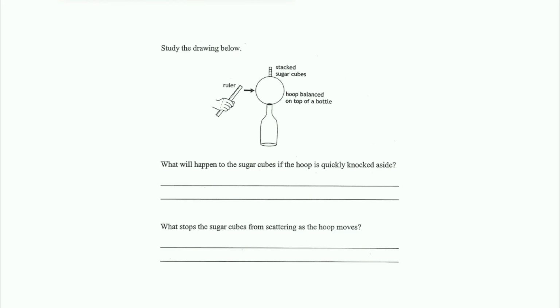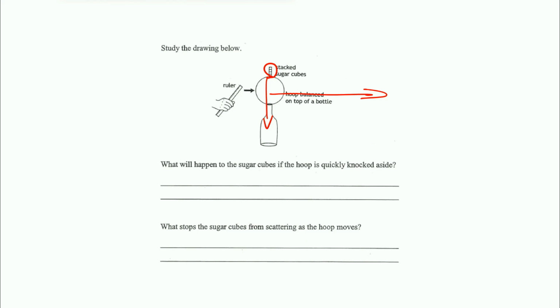All right, this one's a good little party trick. Knock the hoop out to the side, and what happens to the sugar cubes? Well, they stay there momentarily, and then they fall down into the bottle. What's going on? Well, it's Newton's first law of motion, and it's Newton's second law of motion. Let's start with the first law. The first law says that objects will remain in constant motion unless acted on by an outside resultant force, blah, blah, blah. Yep, we know that one.